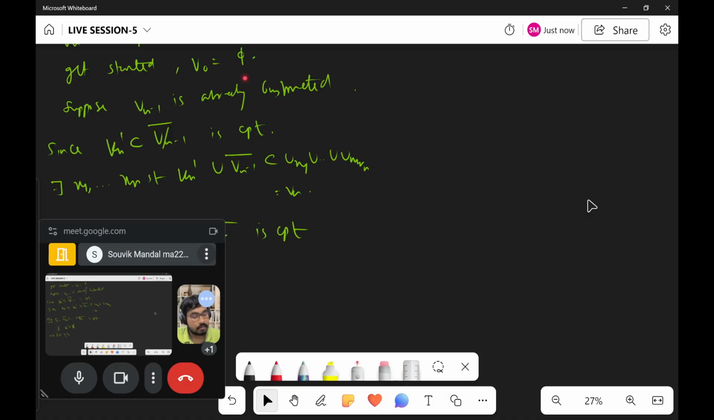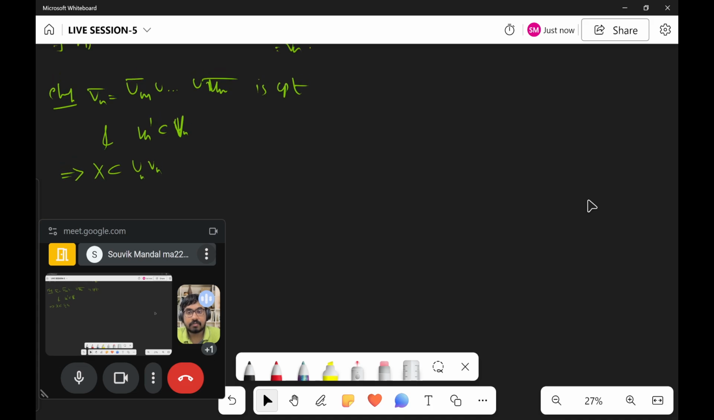Vn minus 1 is constructed already. Now we are choosing the points x1, x2, ..., xs such that Kn prime union the closure of Vn minus 1 satisfies this condition. This tells us the closure of Vn is equal to the union of the closures of Ux1 through Uxs, which are the components. So Kn prime is a subset of Vn. This gives X as a subset of the union of Vn. Okay, so that is the argument.